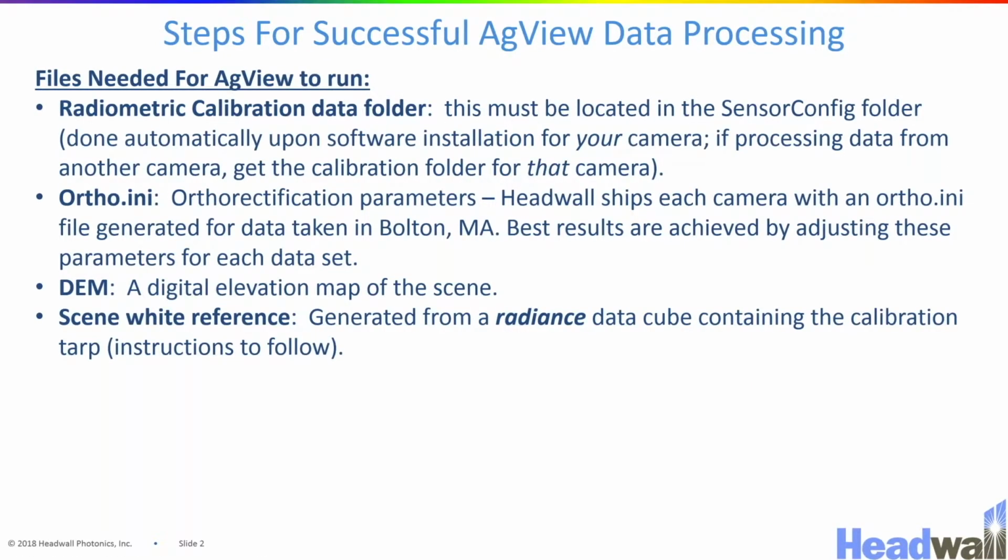Since AgView is automating much of the processing chain, all of the necessary files need to be in the proper locations for the program to access them. This includes the radiometric calibration data folder. So whatever computer system has the sensor installed on it needs to be used because the radiometric calibration data is necessary. The ortho.ini file needs to be in the same folder as all of the raw data. A digital elevation model needs to exist in the DEM folder, and I will show you the location of that shortly. And a scene white reference needs to also be in the data folder that was generated from a radiance data cube.